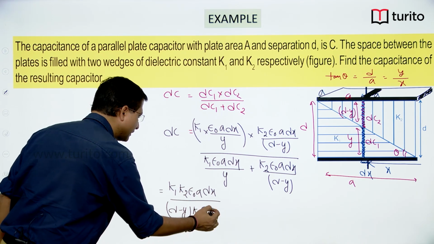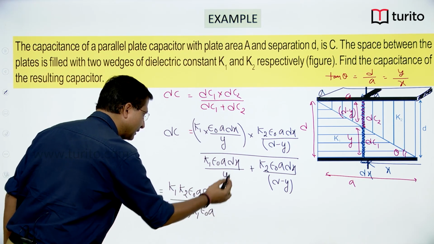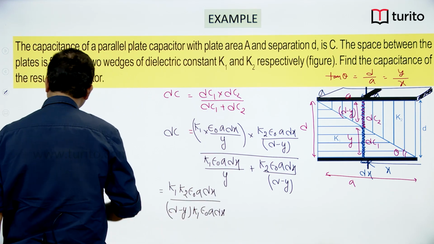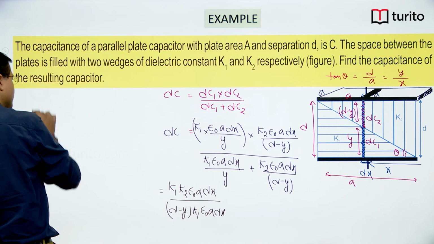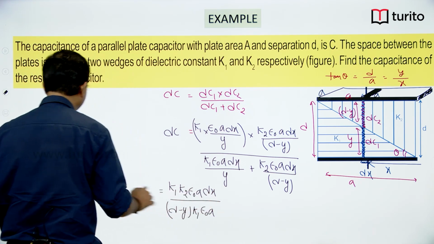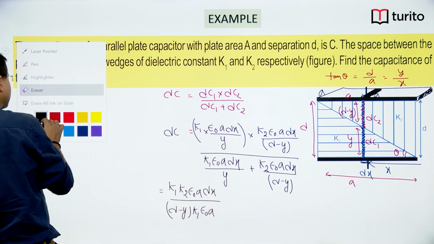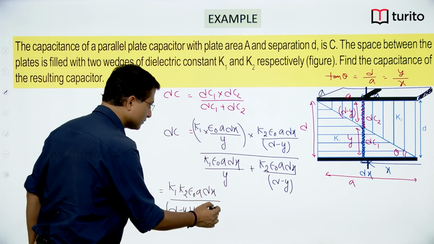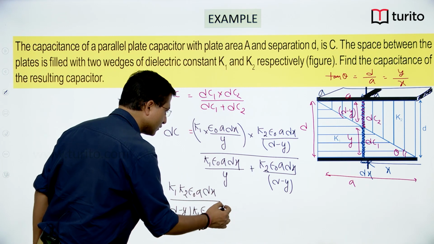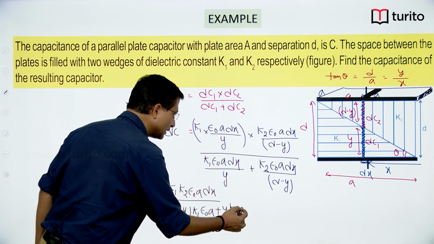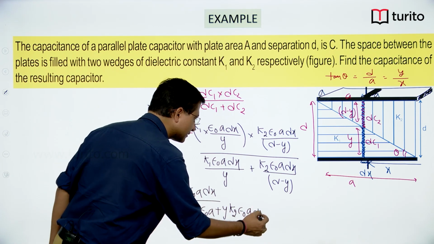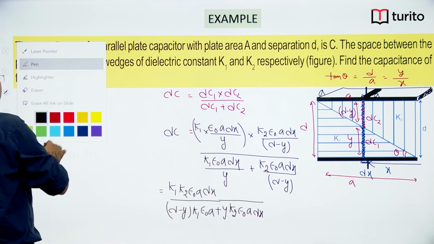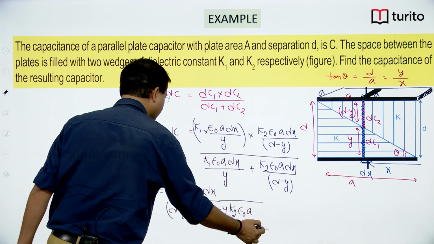K1 epsilon naught a dx, right, dx got cancelled out. So one dx got cancelled out by the dx appearing in the numerator. Then y K2 epsilon naught a dx, again one dx got cancelled out.